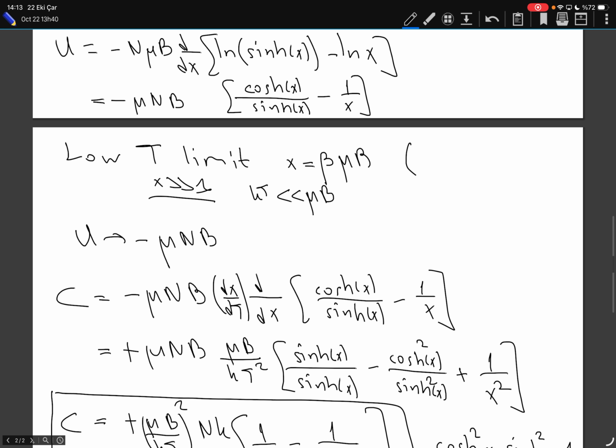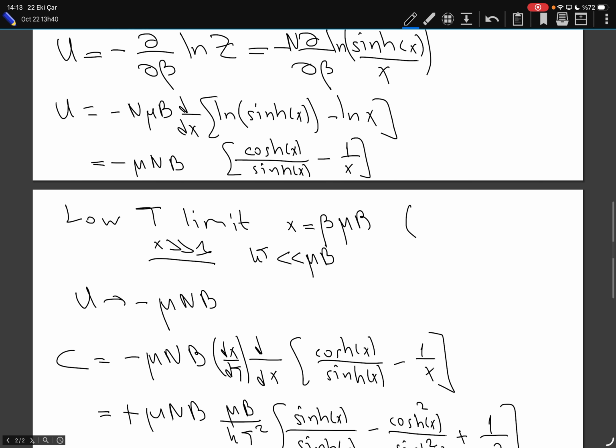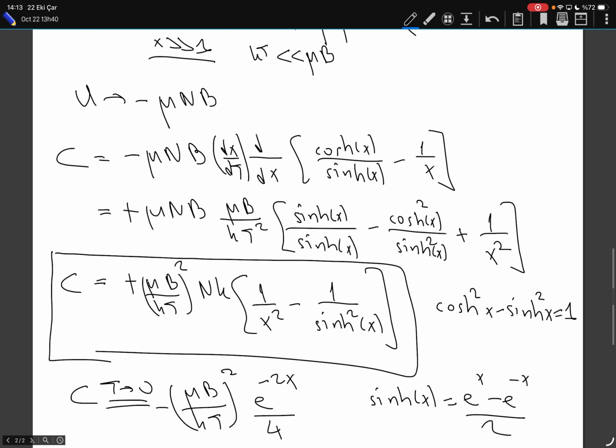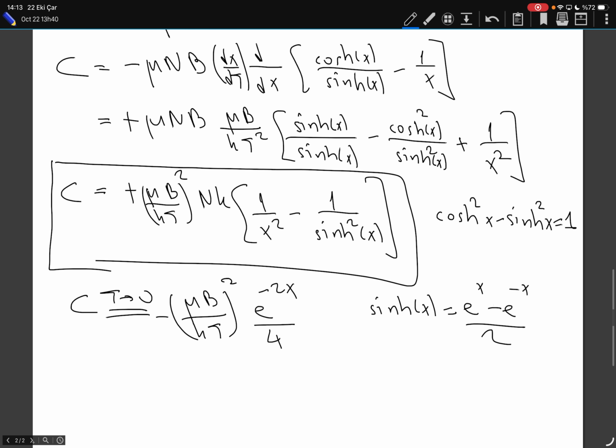Heat capacity is the derivative of u with respect to t. U has a minus sign. If I take the derivative of x with respect to t, I have an additional minus sign. When I take the derivative of u with respect to x, only the square parentheses contribute, so, well, okay, there's another sign problem somewhere.